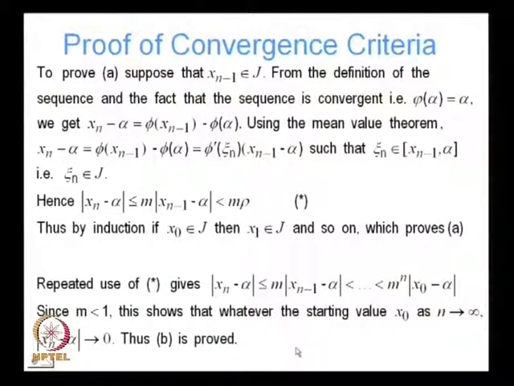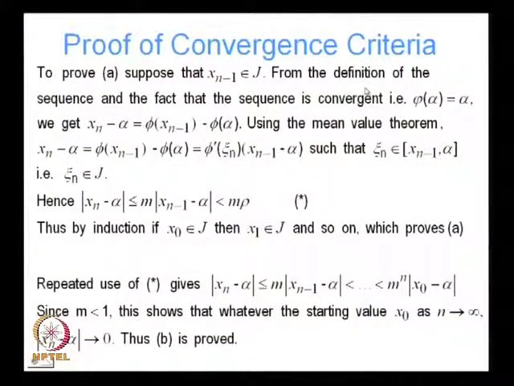How can we prove that? Well, let us suppose we start with a point within J, and let us see if we can prove that if we start with a point within J, and all those conditions are satisfied, then any new iterate is going to lie within J. How can we do that?